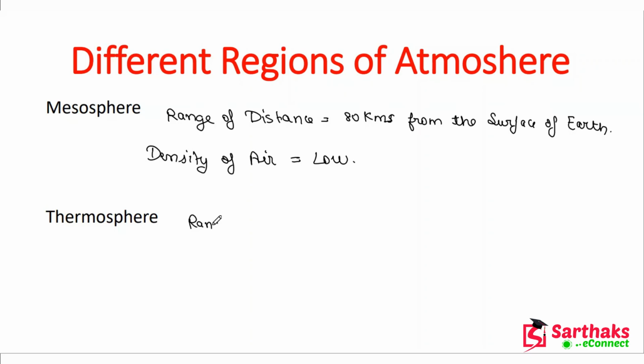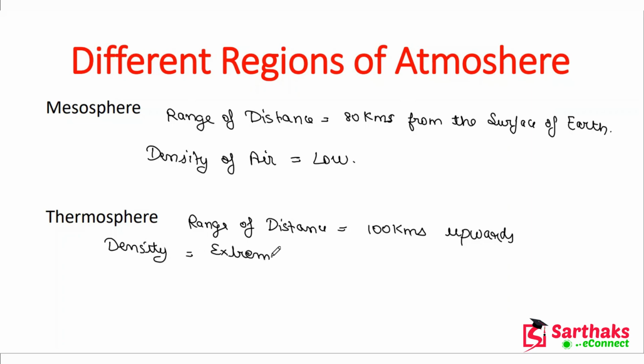Now talking about the thermosphere, it is between the mesosphere and the ionosphere, and the range of distance is about 100 kilometers upwards or above the earth's surface. The density of air is extremely low.